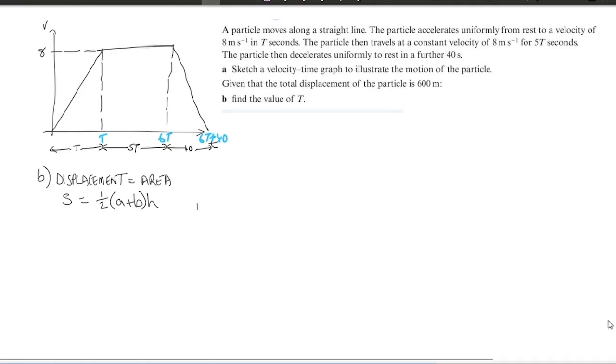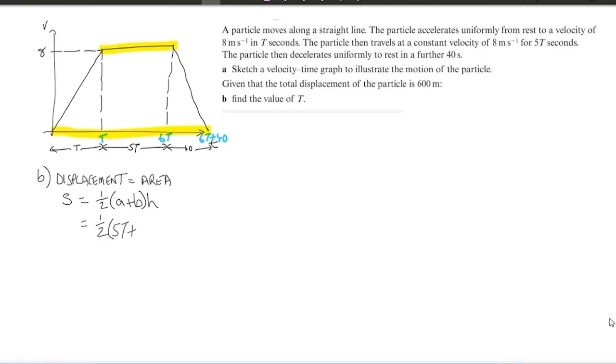Now, in a trapezium, we need to know and identify the parallel sides, and here they are. So I'm ready to substitute into my formula. The total displacement is going to be half A, which I'm going to take as the top side, which is 5t. I can see that by looking at the rectangle. The length of the base must be the length of the top. It's 5t. 5t plus, all of this together is 6t plus 40. So that was my highlighted lines added together, all multiplied by the height, which in this case is 8.